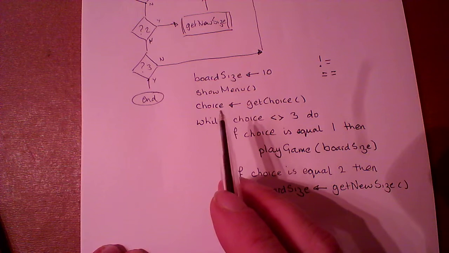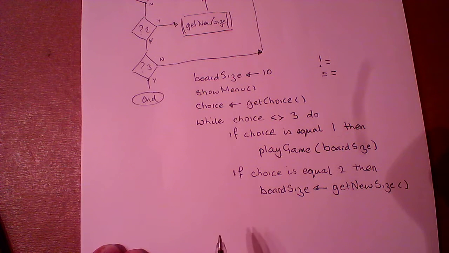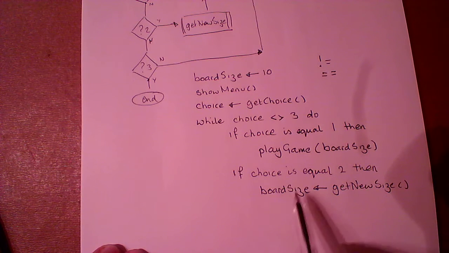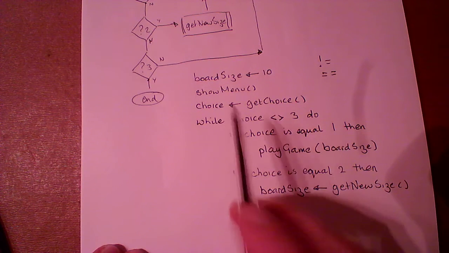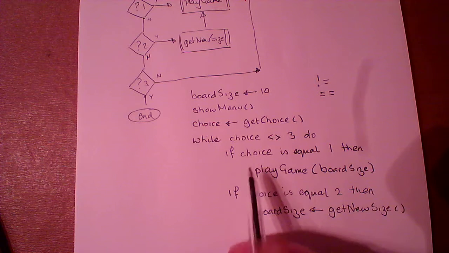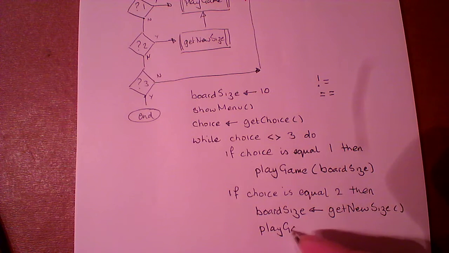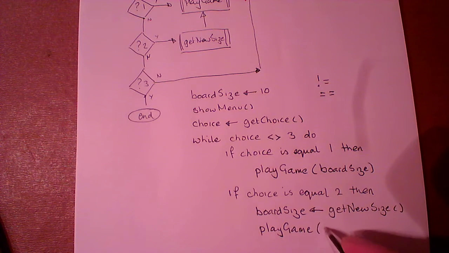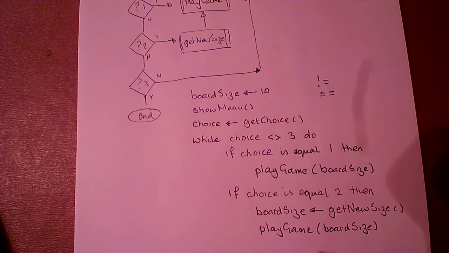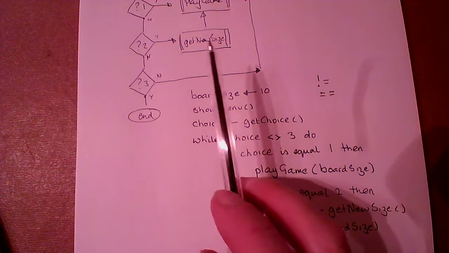Problem is we can't get back up to here. We're in this loop, and when this loop's finished, it's going to drop down to the next set of statements. So we're going to have to think about that. One further thing, after I've done the board size, if you notice, if we get new size, the arrow then goes back up to play the game. So we've got to do this statement as well in here, play game, and we need to tell it the new board size. So that's the job done. That's all of my if statements. That's checked it. It matches this.